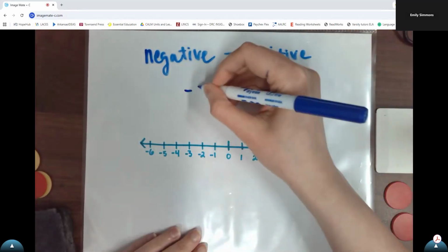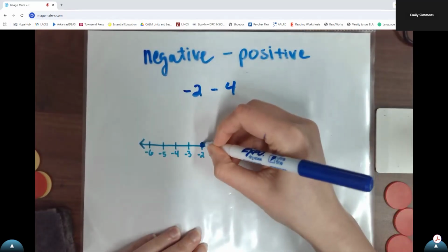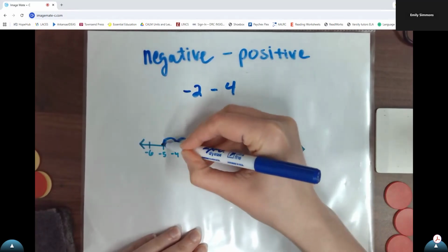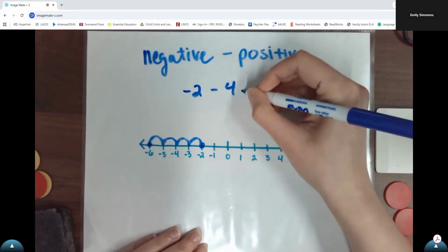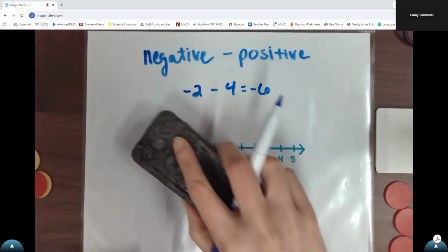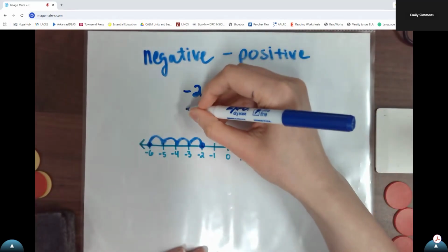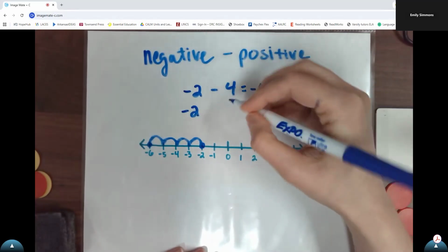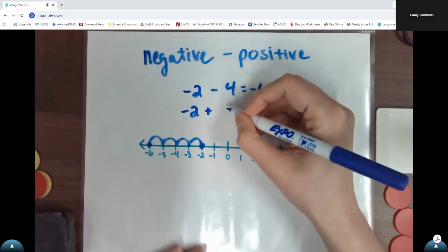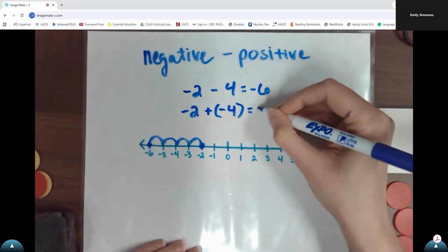We could also have negative 2 minus 4. We'd start on our negative 2 and go over 4. 1, 2, 3, 4. And end on negative 6. One way you can think about a negative minus a positive, which is kind of how we showed with our counters, is that negative 2 minus 4 is the same as negative 2 plus negative 4. Both of these get us negative 6.